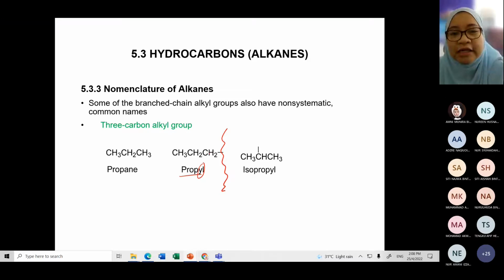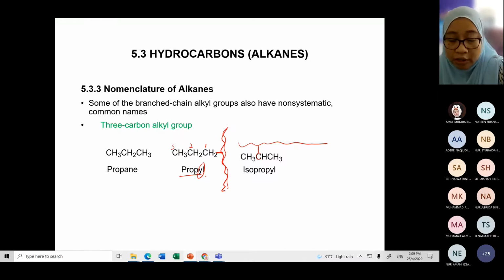That means the parent is attached to the first carbon of the propyl group. So this is the parent, and the parent is attached to the first carbon of the propyl group: 1, 2, 3. Then it is called propyl. What if the parent, so this is the parent, and this is the branching, is attached to carbon number 2 of the propyl group? So what is it called?